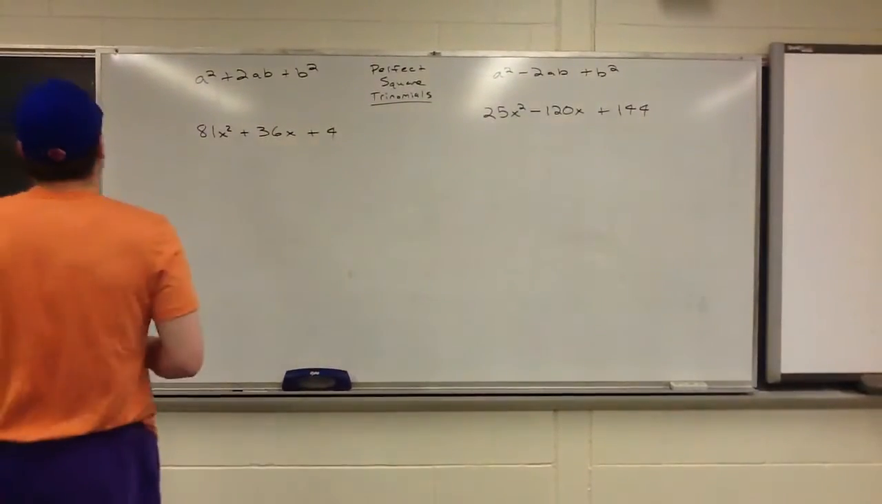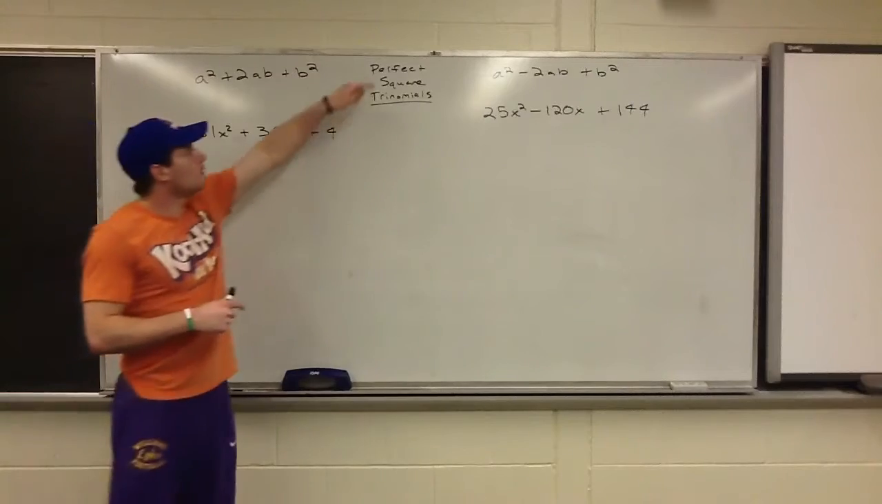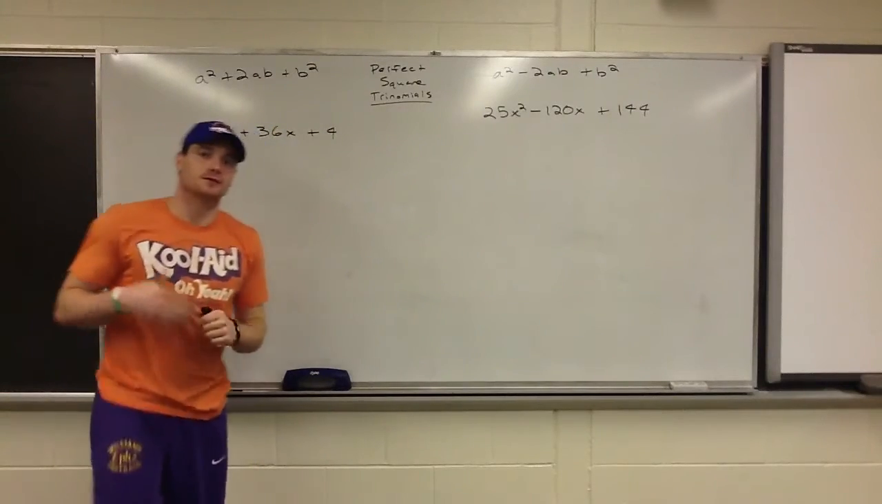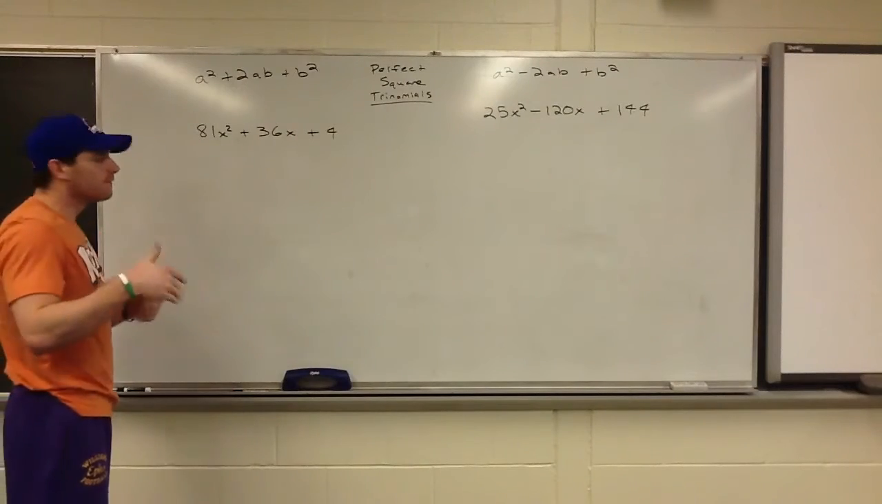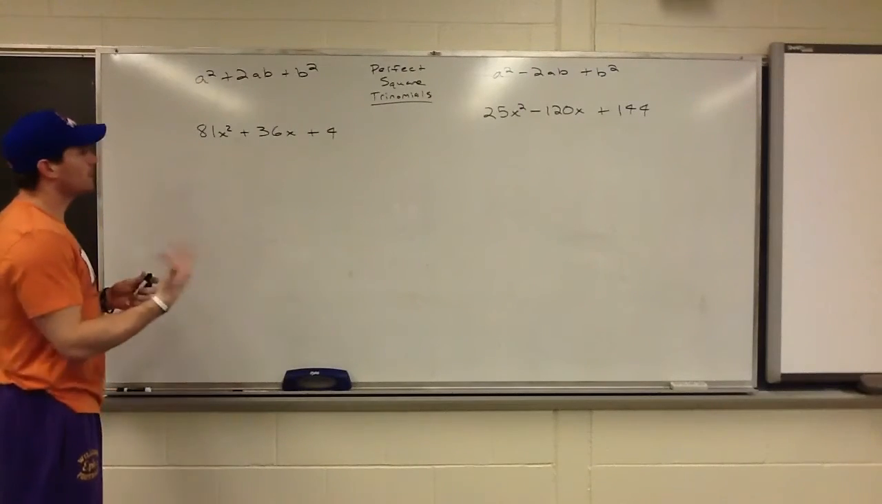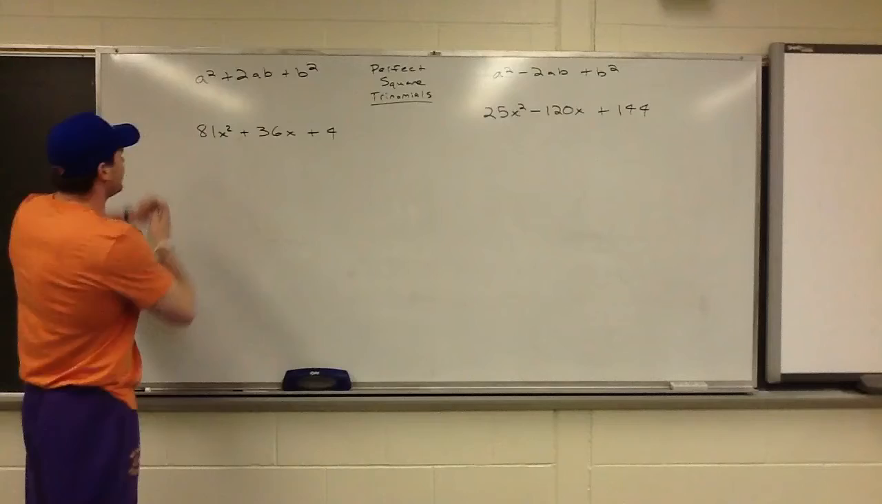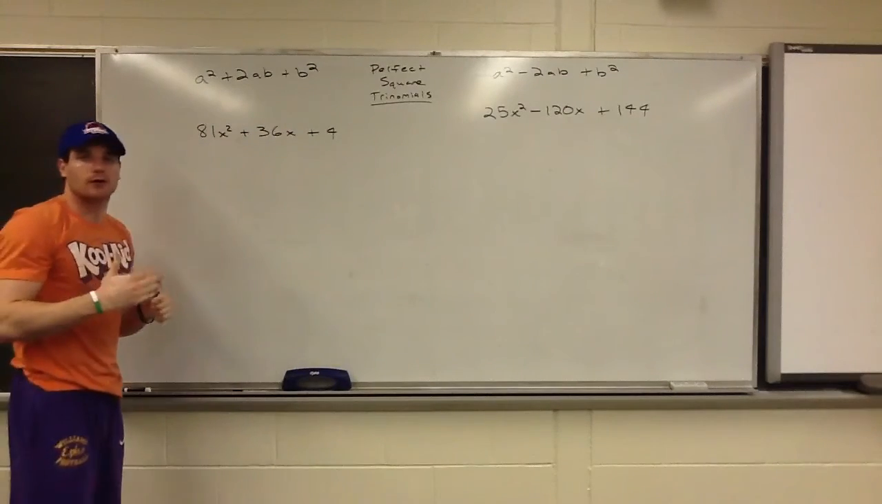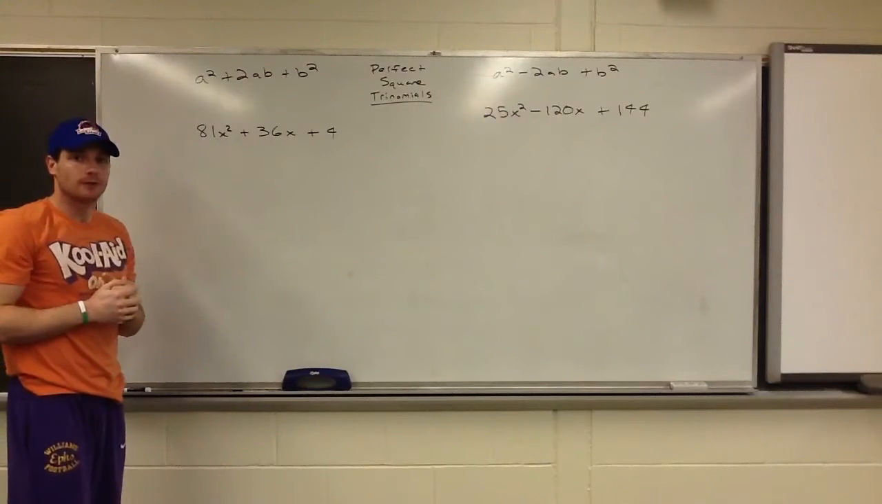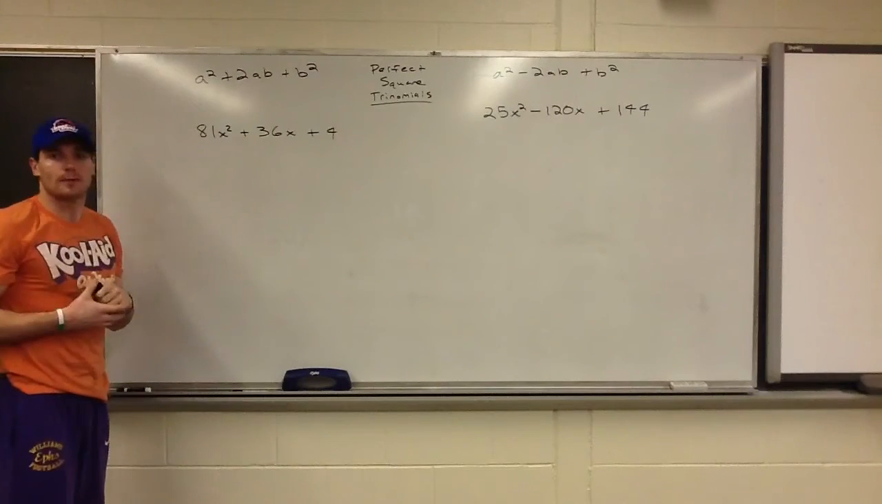When factoring, it's important that we understand what perfect square trinomials are. Because if we can identify a perfect square trinomial, it makes our factoring very easy. Now what's important about our perfect square trinomials is that our first and our last term are perfect squares. In other words, if I took the square root of that term, I would get a nice whole number.